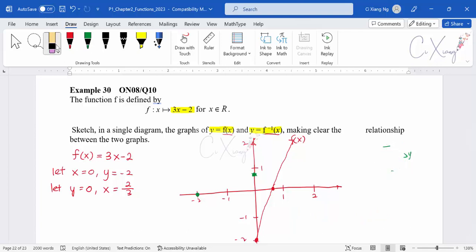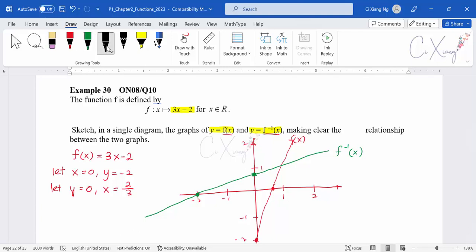Okay, then after that, if I want to join these 2 points together, then basically it will look something like this. Okay, and this is actually my f inverse. So the red color one will be my original function fx, and the green color one will be my inverse function f inverse x.